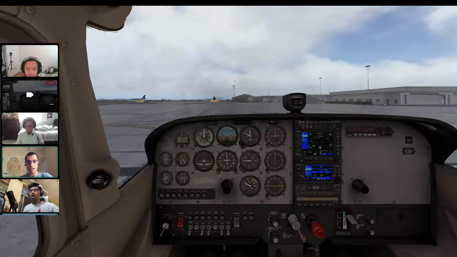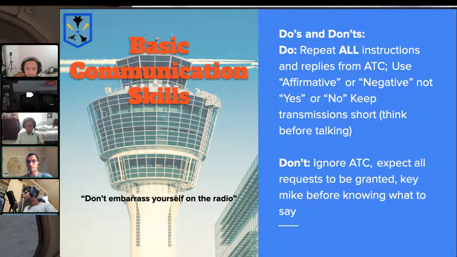And another phrase that people often use is WILCO, which stands for will comply. But be careful when using that phrase, because if the ATC asks you a question and doesn't actually give you a direct command, saying WILCO is a little weird. So generally just follow with affirmative or negative and give them a read back. I can give you an example here, because Nikhil was told to advise when ready to taxi.